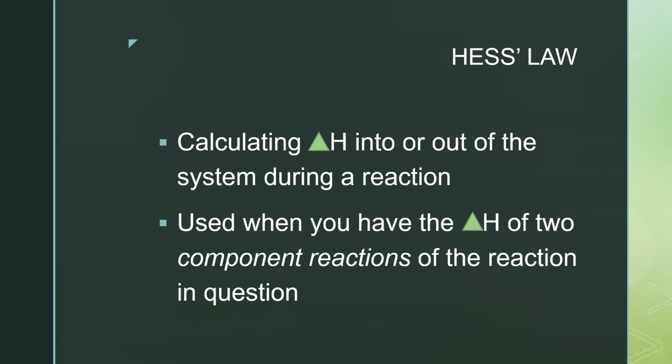And this Hess's law is used when you have two similar reactions. They're called component reactions. Two similar reactions of the same substances of the reaction in question, the reaction we're trying to investigate. So when we have two other reactions using the same substances to compare this reaction to, then we can calculate the change in energy of the reaction we're trying to investigate.